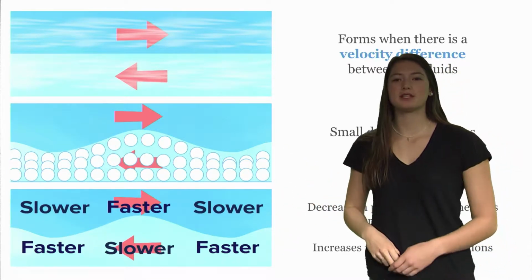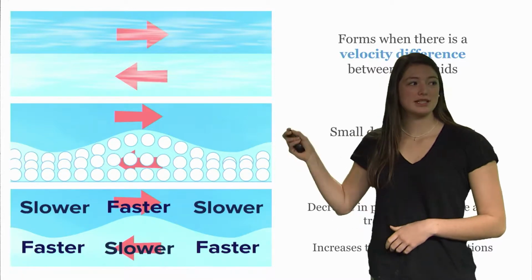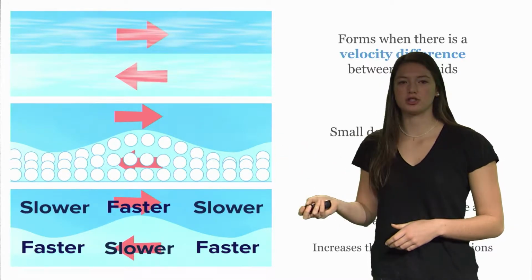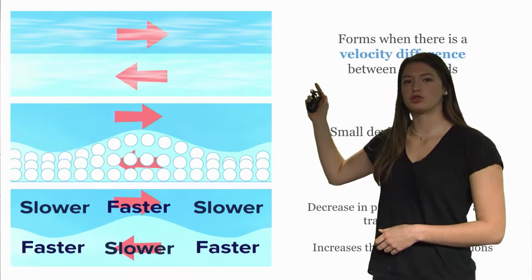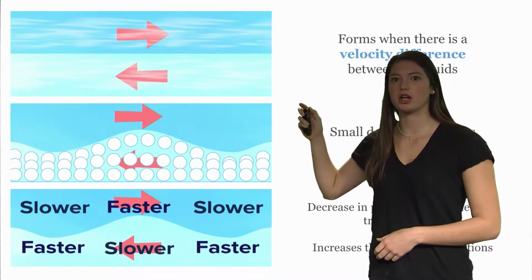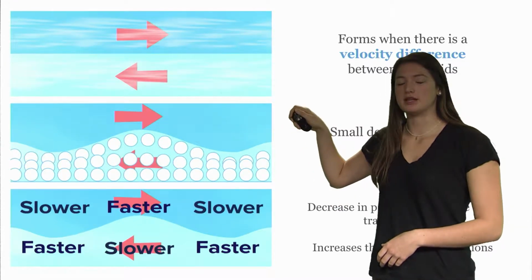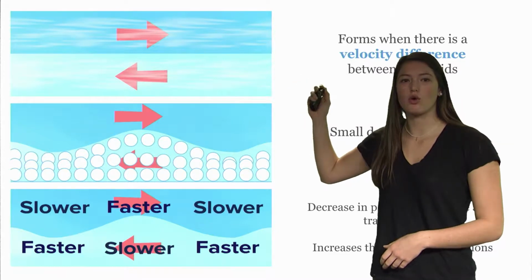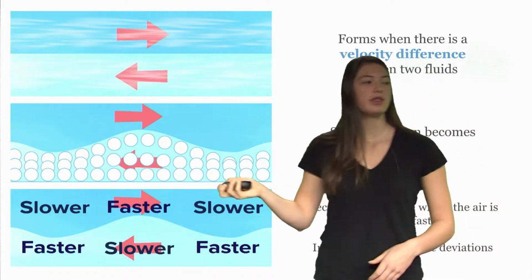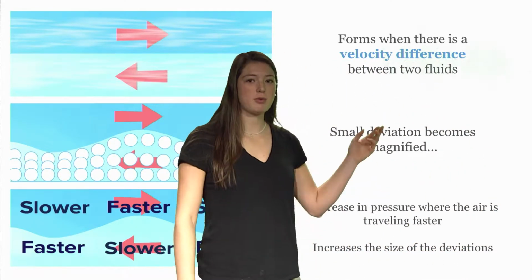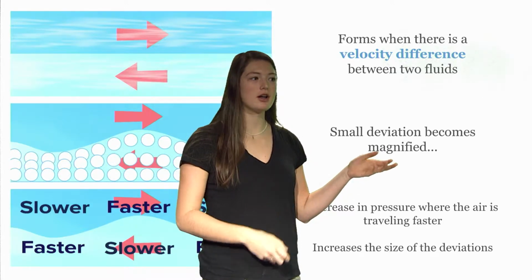So it forms basically when there's a velocity difference between two fluids, in this case air. It can also happen in water. So this picture shows two fluids going opposite directions, but it can also happen just having a velocity difference. So the bottom fluid could be stable and the top one could be moving, or they could be moving in the same direction just at different velocities. So when this happens and there's a small deviation between the two fluids, it just gets bigger and bigger.